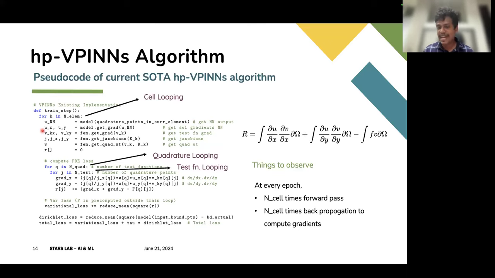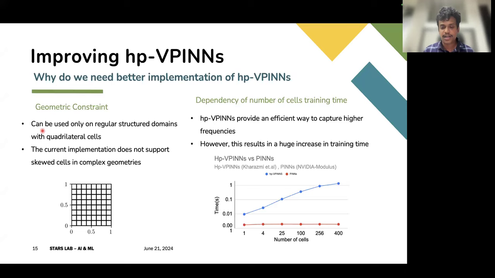So that is the main factor that was influencing the speed of HP variational PINNs. Because if you see on the right hand side, this creates a lot of dependency of the number of cells on the training time for variational PINNs. So let's take a simple example.